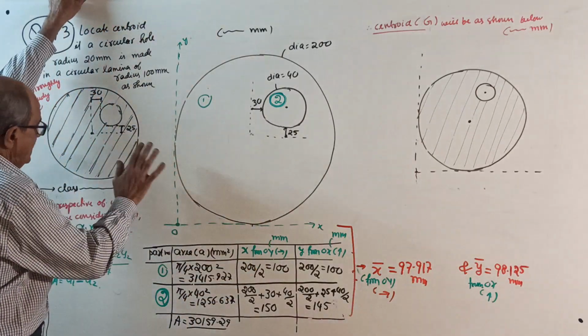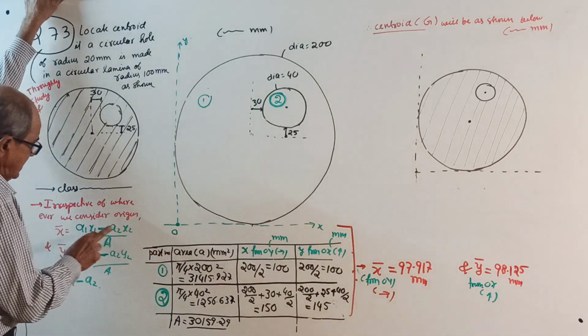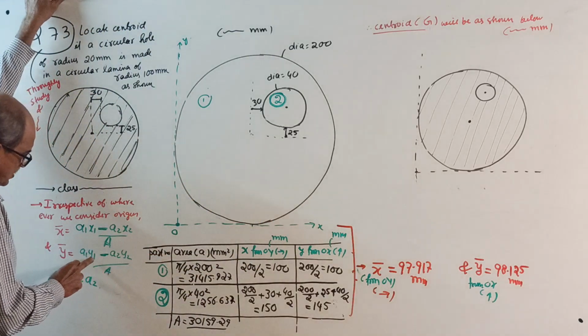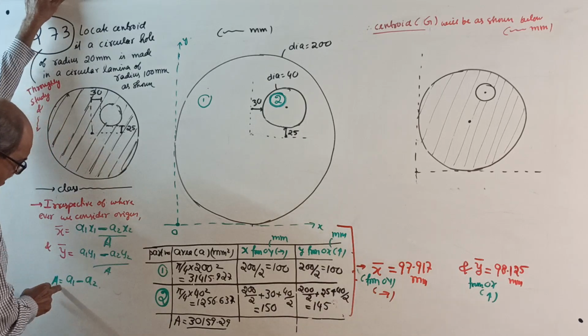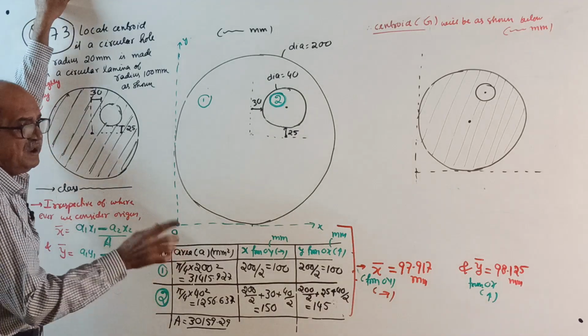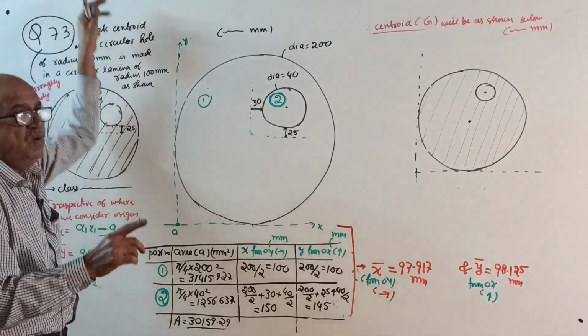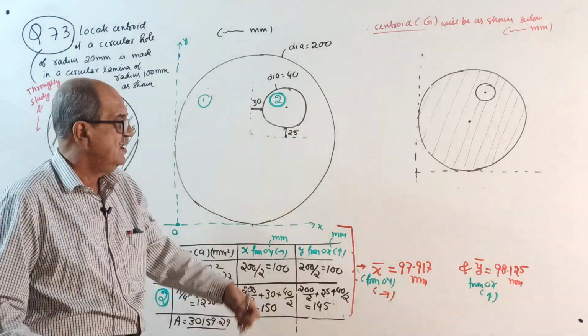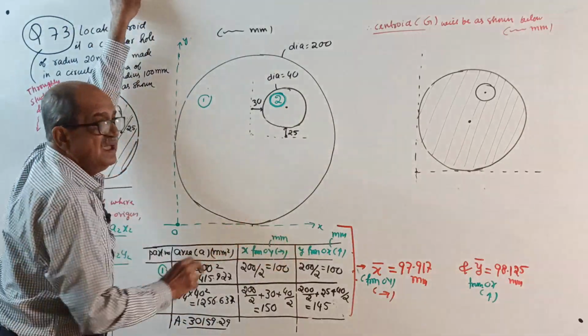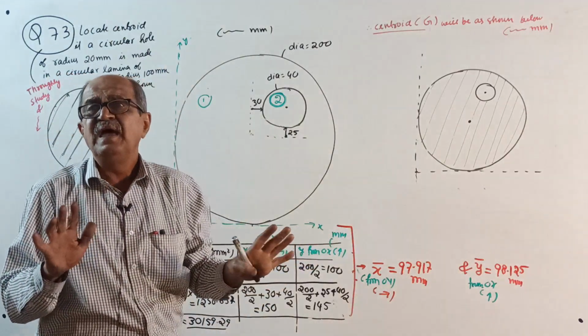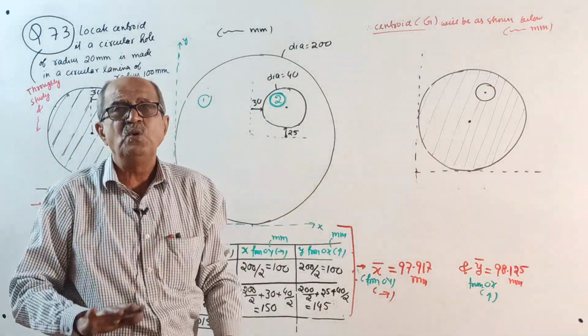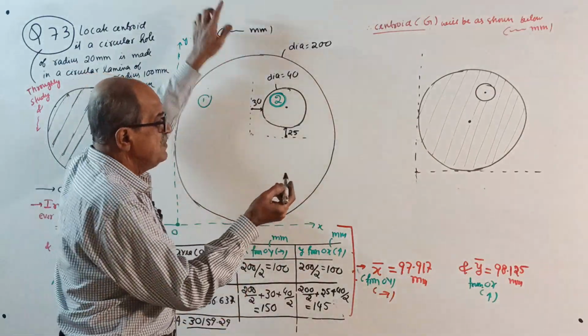So, therefore, see, finally, a1 x1 minus a2 x2, a1 y1 minus a2 y2, area is a1 minus a2. Now, no negative for area. Make a note. Now, one more thing is there. What about x and y? X and y sign has nothing to do with the removed area. See, that also make a note here.